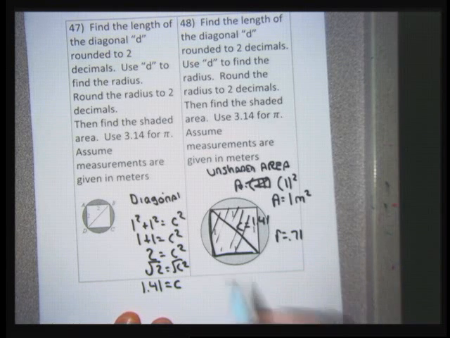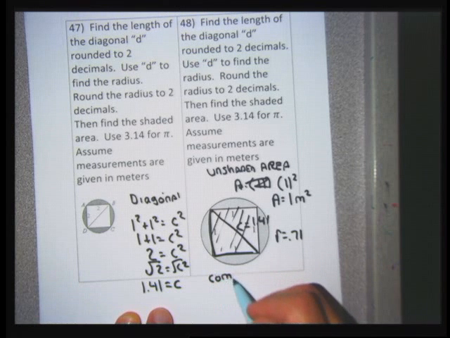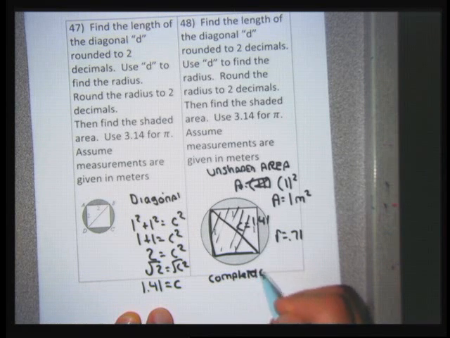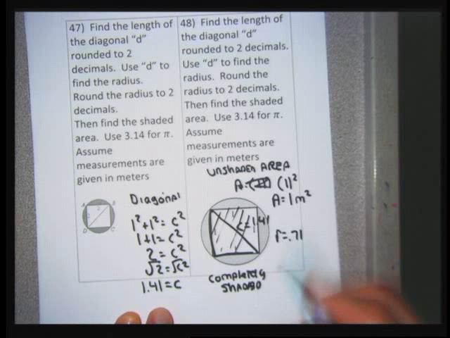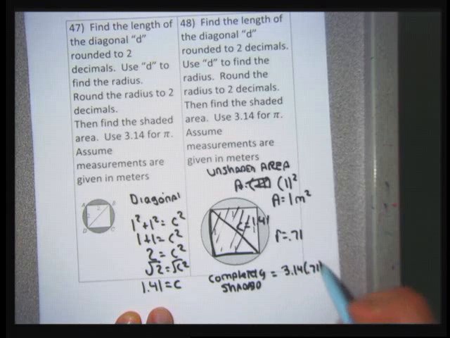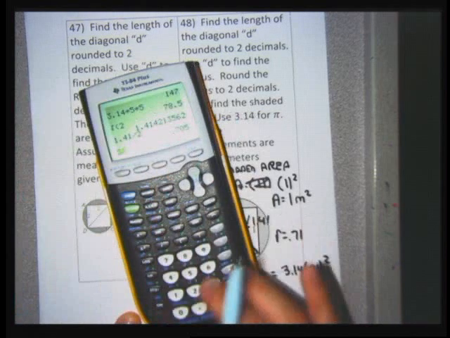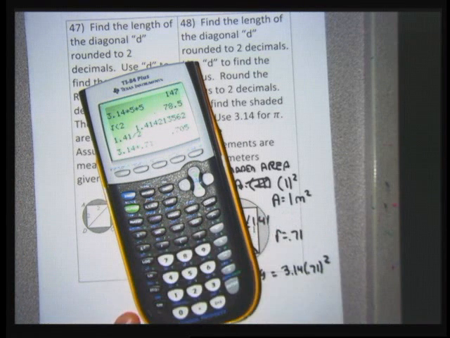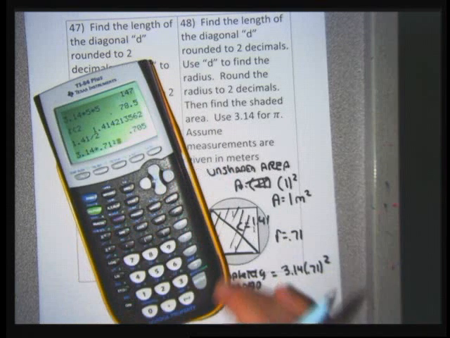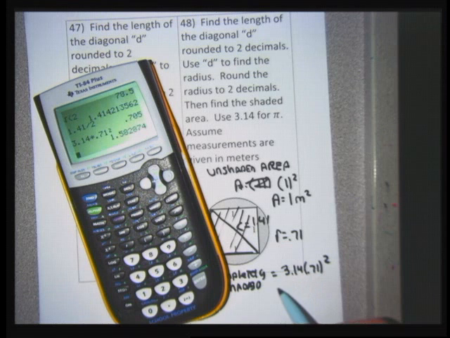So now I'm going to get the completely shaded area, and if the whole thing was completely shaded, I would be finding the area of a circle with radius 0.71, and I'm going to use 3.14 for pi. So 3.14 times 0.71 squared. I hit the squared key rather than doing times 0.71 twice. So that big circle has an area of 1.58, and the units are meters squared. So I found the unshaded area, I found the area if it was all shaded. Now I'm going to subtract.